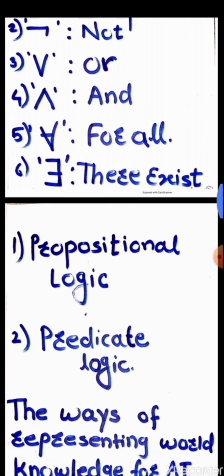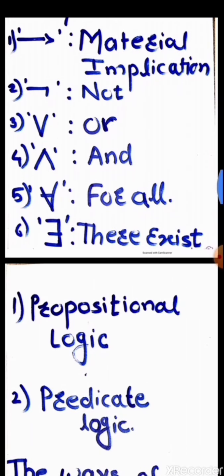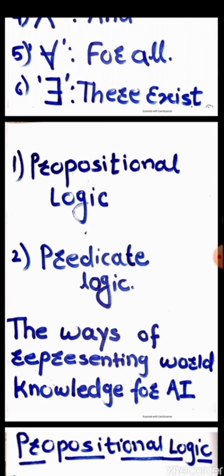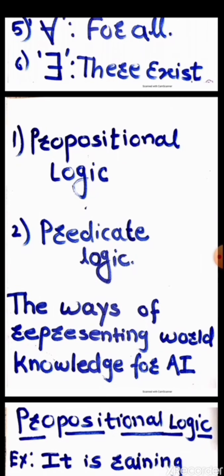Okay, now we'll see how simple facts are represented. For representation of facts, we have two ways of representation. The first one is propositional logic and the second one is predicate logic. These are the ways of representing real world knowledge for AI.